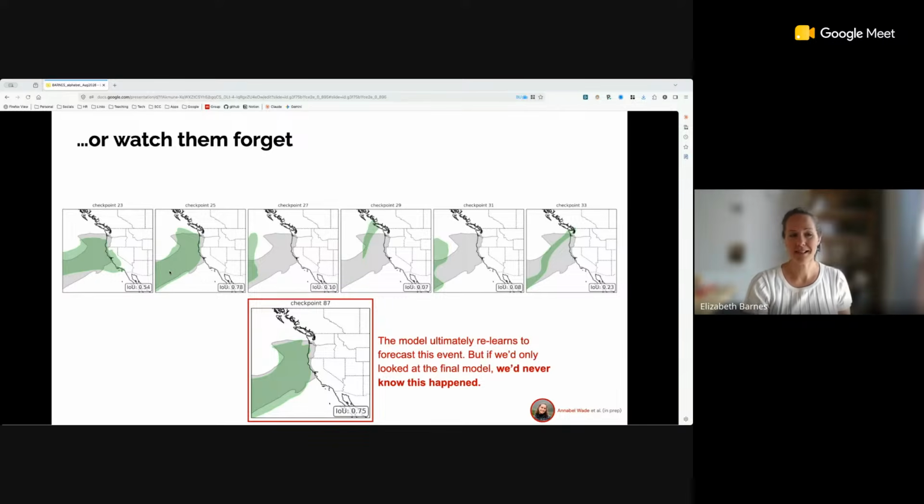In the end, at the final model, the best model as determined by RMSE, which is checkpoint 87, the model does ultimately relearn how to forecast this event. So this is its final forecast with the best version of the model. But if we'd only looked at the final model, we'd never have known that this had happened during the training process.